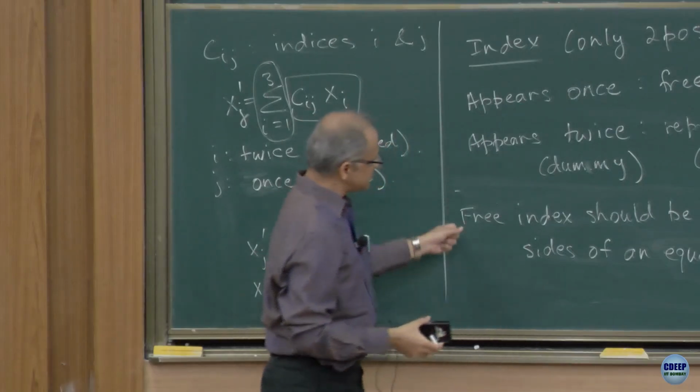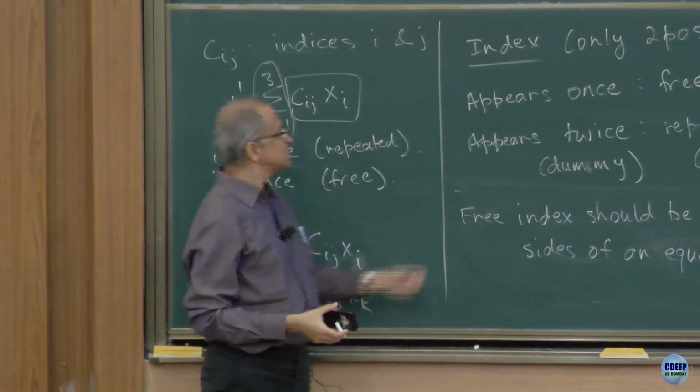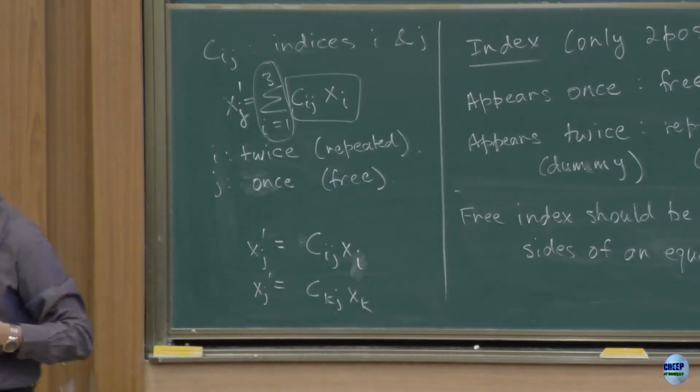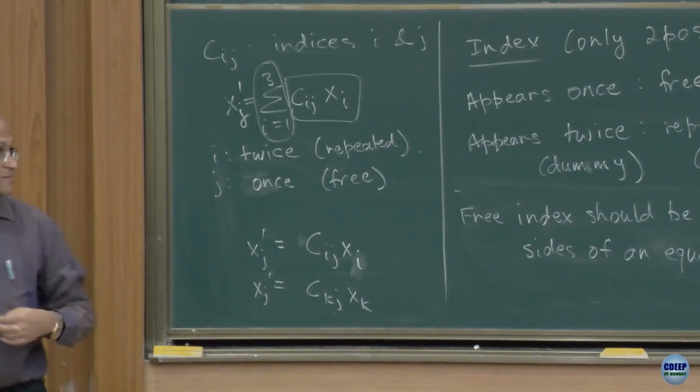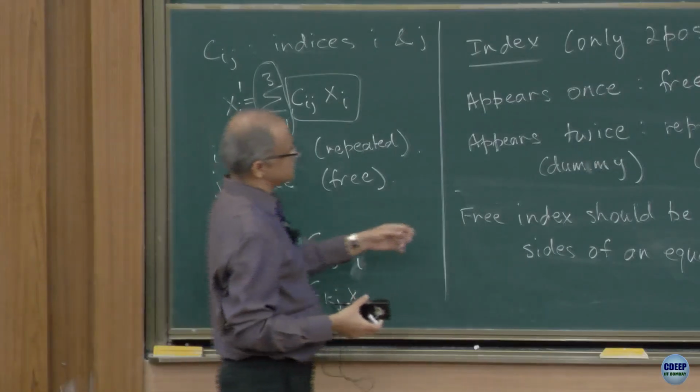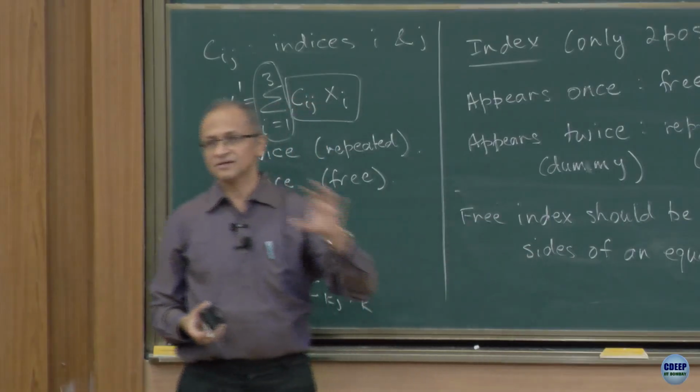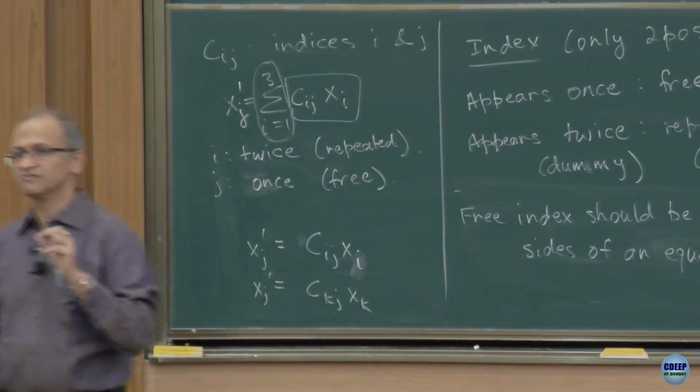Now, the other thing that free indices give me, now we are getting into tensors, is that the number of free indices is going to give me what type of quantity we are talking about: a scalar, vector, or a tensor.